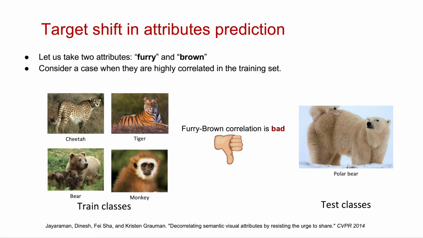In this work, we focus on such cases where the correlation between the attributes in training and test are different, and we try to mitigate its bad effects on the model.